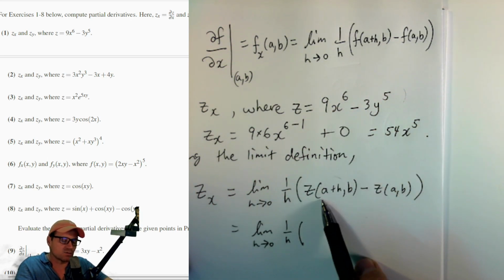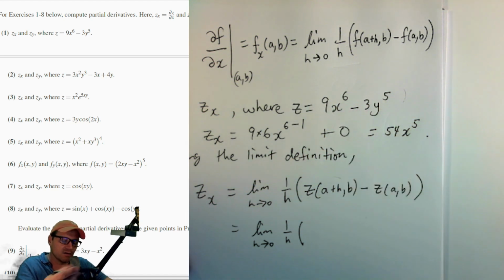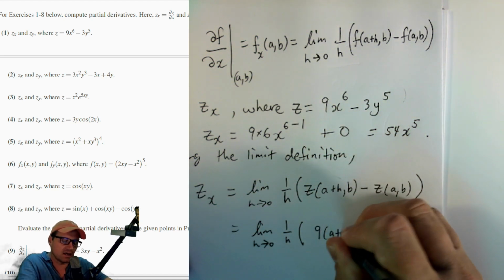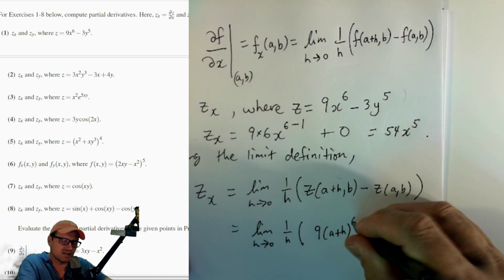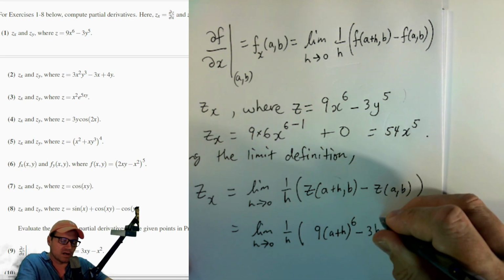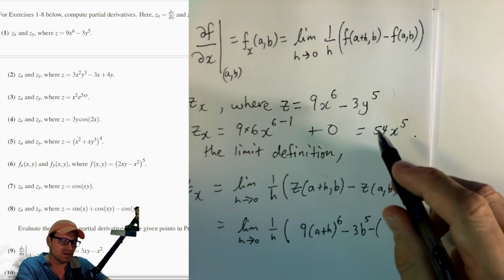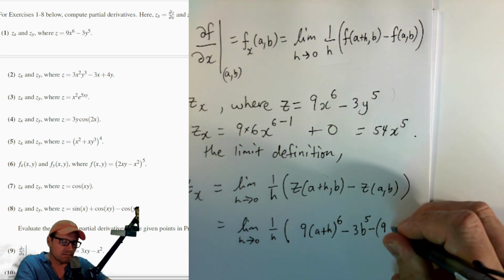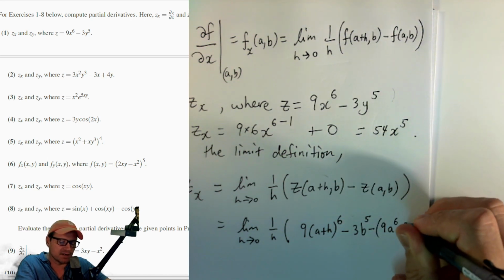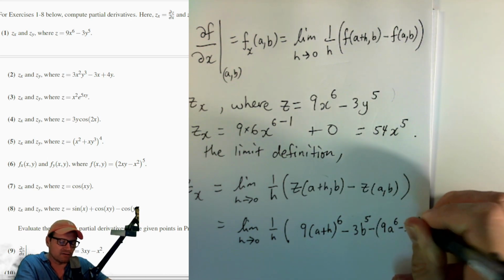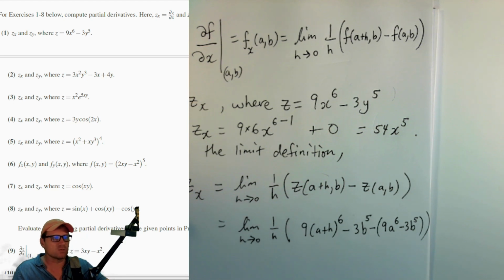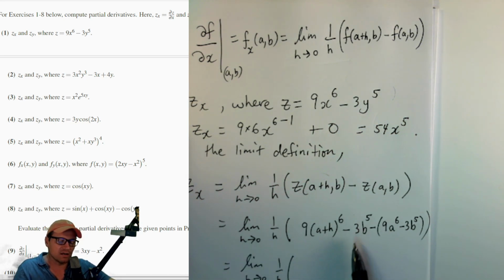replacing that x with a plus h in there, we have 9(a plus h) to the power of 6 minus 3b to the power of 5. And then we subtract, so I'm putting a bracket in, we subtract [9a to the power of 6 minus 3b to the power of 5]. Okay, so simplifying this one, well, we can see that the minus 3b to the 5th and the plus 3b to the fifth, those will vanish.